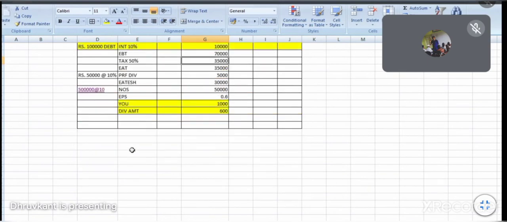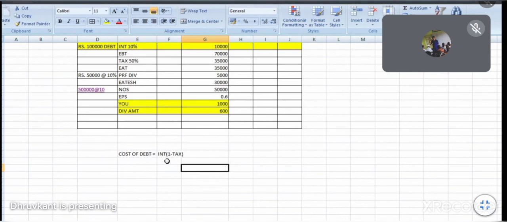So here is the formula of cost of debt. In finance, how is cost of debt calculated? Now I'm writing the formula. Cost of debt is not the interest, it is interest into bracket 1 minus tax rate. Now you will be clear. Cost of debt is what? Not interest, interest into 1 minus tax.